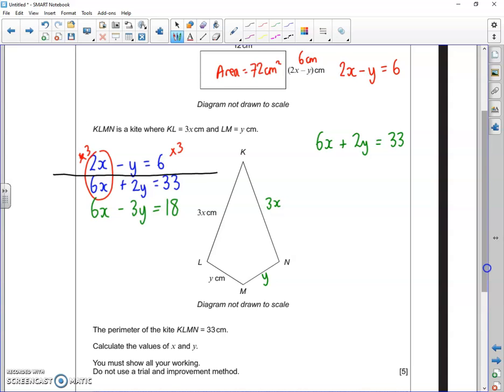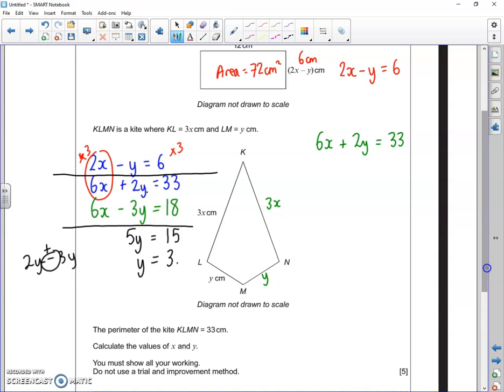Now I don't need that one at the top now, so let's put a line across there. I'm just using the blue and the green now because they're matching. So let's do some taking away. 6x take away 6x is nothing. Then we've got plus 2y take away minus 3y. 2 minuses make a plus. You actually end up with 5y under there. Be careful with your signs. Taking away a minus becomes an add. And we get 15. If you divide by 5, you get that y equals 3.